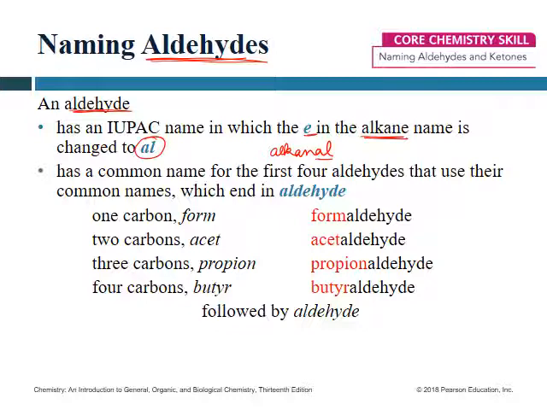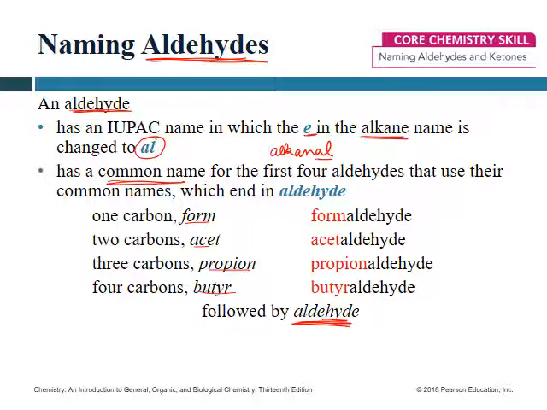Sometimes there are very commonly used names for some aldehydes, which are called the common names: formaldehyde, acetaldehyde, propionaldehyde, and butyraldehyde. These are some very common aldehydes. Their usual common names end with aldehyde. These names you are going to see very commonly in the rest of this course, so I would advise that you memorize them as well.